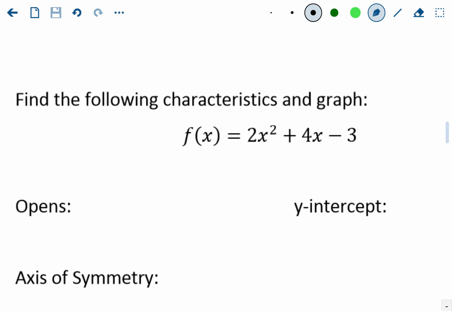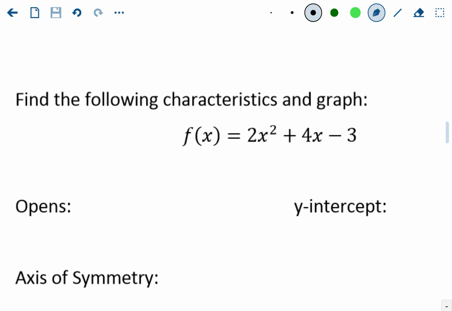Okay, so here we have a function for a quadratic. We're given the equation, and we're trying to find as much as we can about this graph given the equation. Now, obviously, we can make a table right away, pick some x values, get some y values, and then graph it from the table.